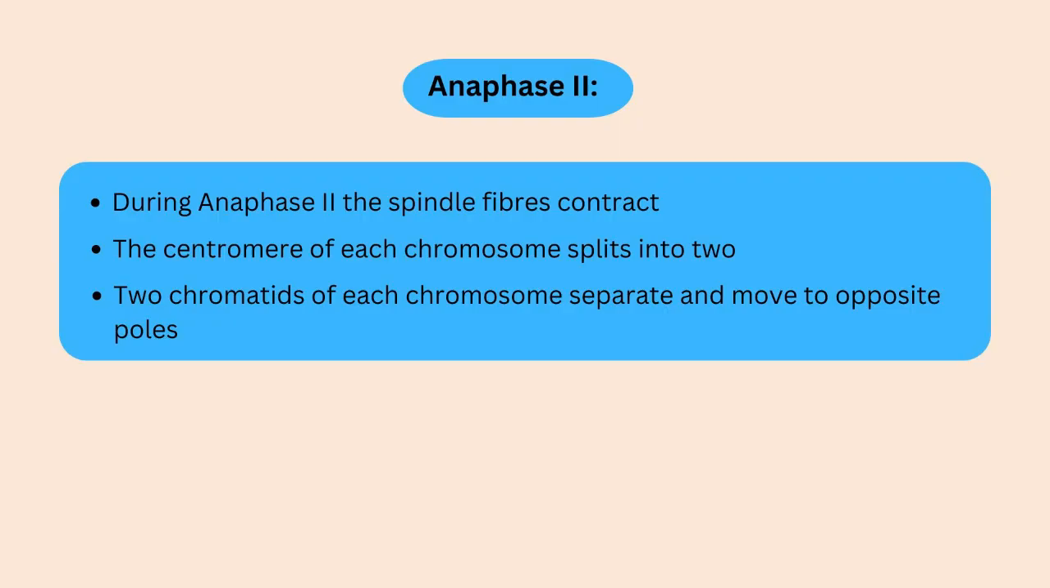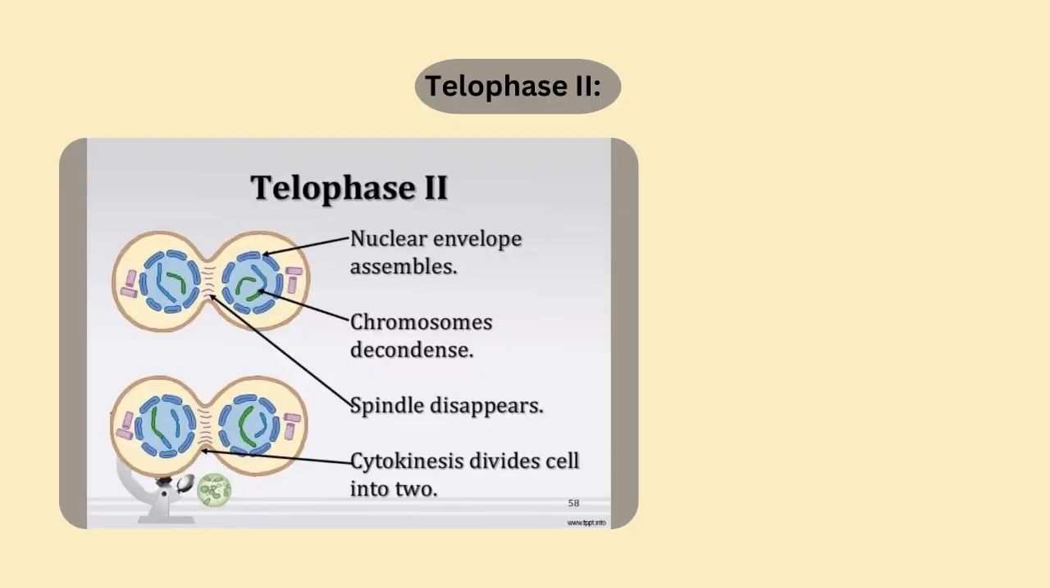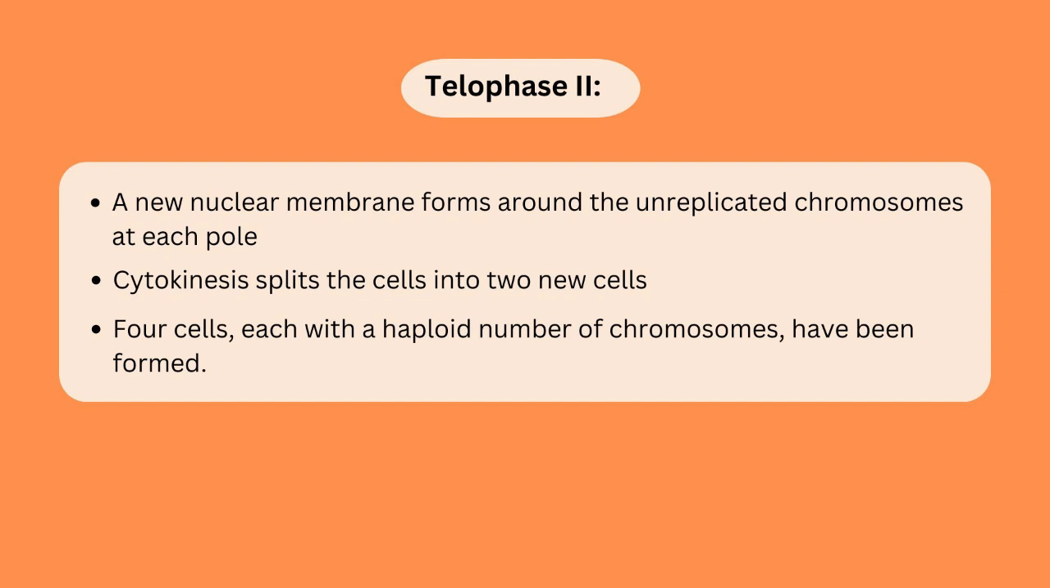Anaphase II. During anaphase II the spindle fibers contract. The centromere of each chromosome splits into two. Two chromatids of each chromosome separate and move to opposite poles. Telophase II. A new nuclear membrane forms around the unreplicated chromosomes at each pole. Cytokinesis splits the cells into two new cells. 4 cells, each with a haploid number of chromosomes, have been formed.